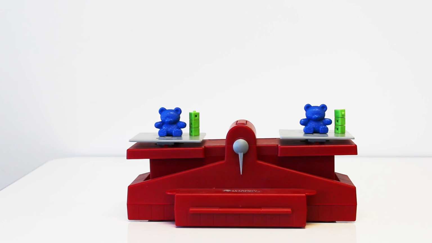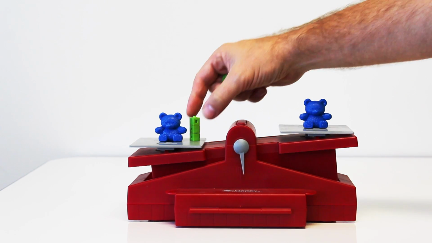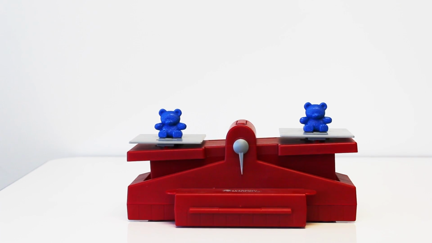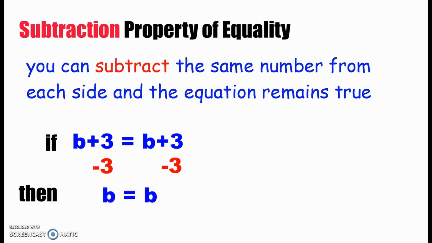Now the same thing goes for subtraction. The subtraction property of equality says if I subtract the same number on each side, it remains true. So if I take off 3 on one side, I have to take off 3 on the other side. So the subtraction property of equality means that you can subtract the same number from each side and the equation remains true. So if we take away the 3 again from each side, then we get back to b equals b.